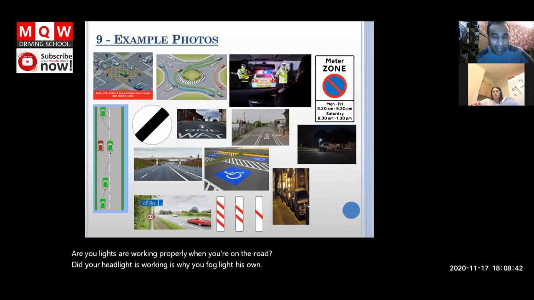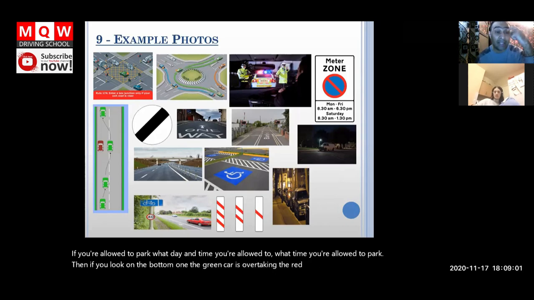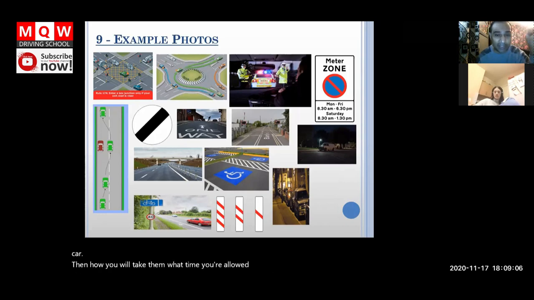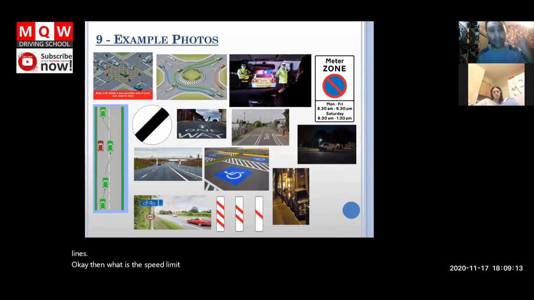Another one is a meter zone, where you're allowed to park and where you're not allowed to park. If you're allowed to park, what day and time are you allowed to park? Then if you look at the bottom one, the green car is overtaking the red or brown car. How do you overtake them, and when are you allowed to pass the line and go into other people's lanes? Then, what is the speed limit of the road with a national speed limit sign, the black stripe on the white background?